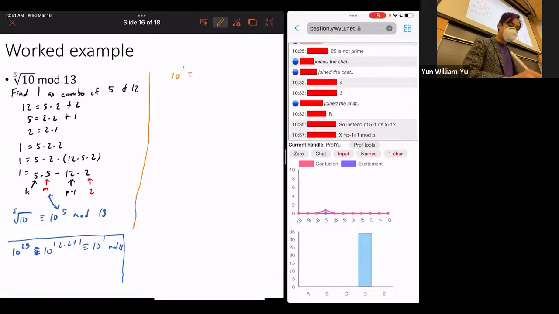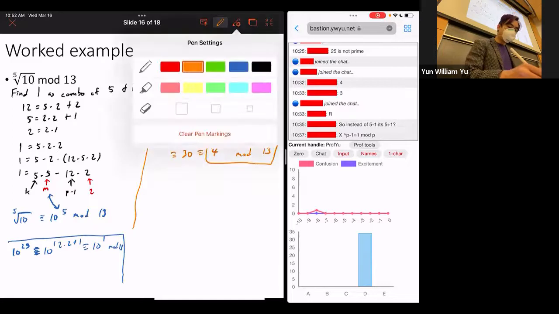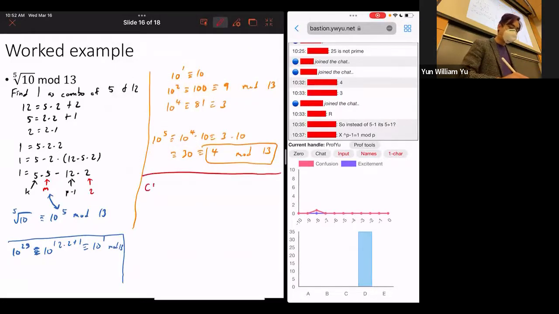So 10 to the 1 is congruent to 10. 10 squared is congruent to 100, which is congruent to 9. So you have to be careful. This is mod 13 now. 10 to the 4th is then congruent to 81, which is congruent to 3. And so then 10 to the 5th is congruent to 10 to the 4 times 10, which is congruent to 3 times 10, which is congruent to 30, which is congruent to 4 mod 13. That's your final answer. But of course, it's important to check your work.